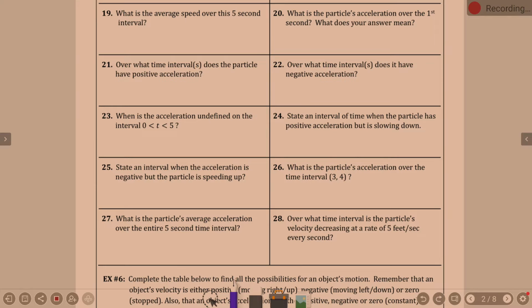Okay, so we're picking up on 19. And 19 is asking about the average speed over this 5-second interval. I'm trying to look here and process back, because what did we do yesterday? Okay, so on 17 we did average velocity yesterday, didn't we?